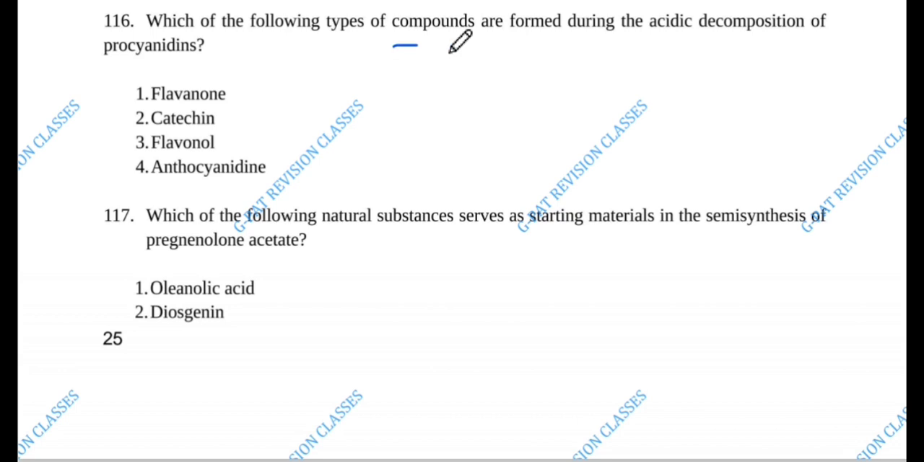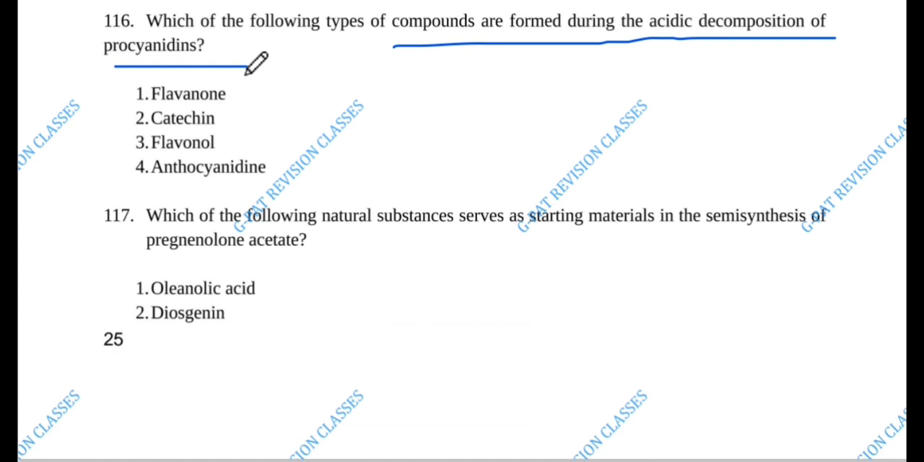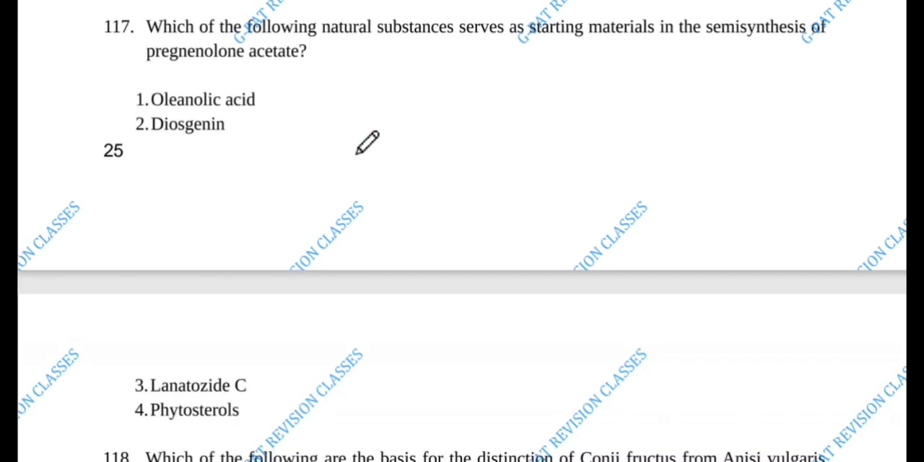Which of the following types of compounds are formed during the acidic decomposition of procyanidin? The answer is 3, flavonoid. The answer is 3. Okay, flavonol. The answer is 3. Next is question number 117.